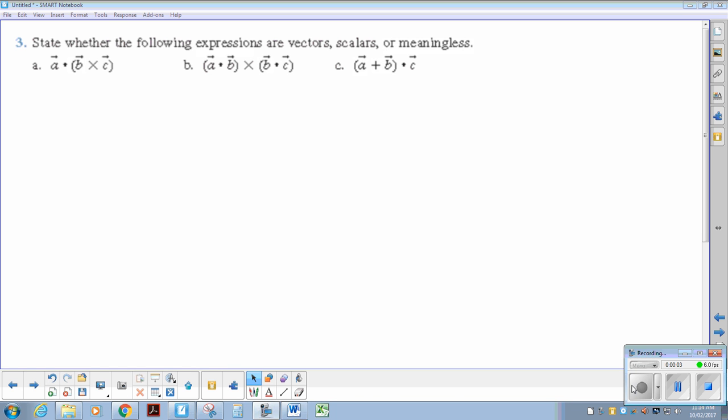All right, this is question number 3 from lesson 7. I'm going to do the first 3 parts here, A, B, and C, and then let you try the rest of them. The thing we need to remember here are the following truths or rules with vectors and scalars.